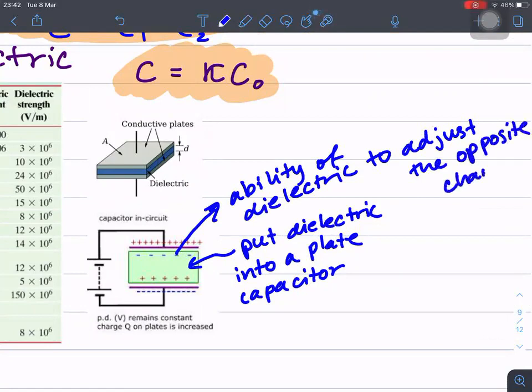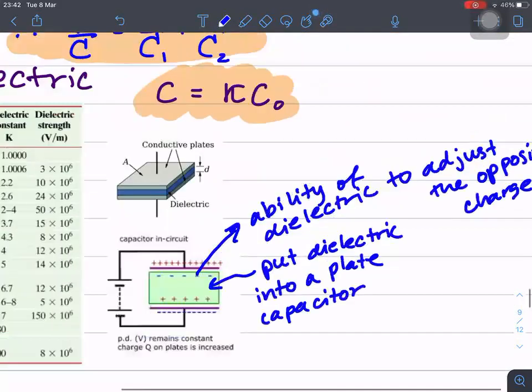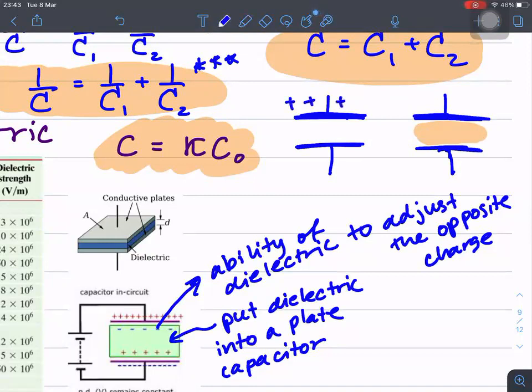Okay, so what you see here, I would try to compare two capacitors, one with no dielectric and one with dielectric, and then we see what happened. For the one with no dielectric, if I give an amount of charge, let's say 4.